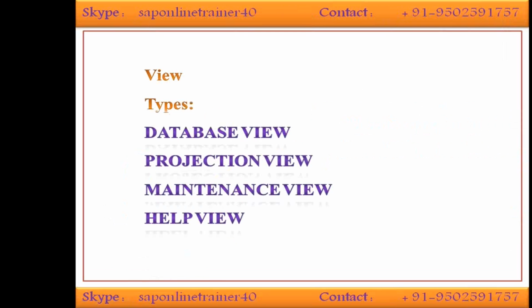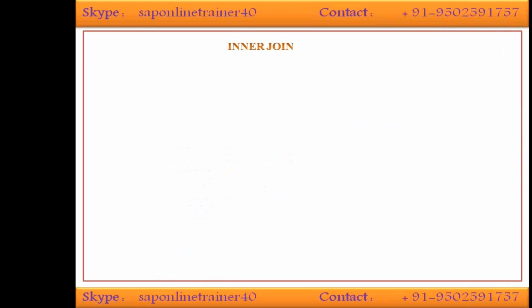Database view is used to read the data from more than one database table. Generally, database view will work with inner join technique. I think you are familiar with inner join, but I will try to give a brief idea on inner join technique. Inner join means it joins two or more database tables based on common fields, and it fetches only the matched records of both the database tables.